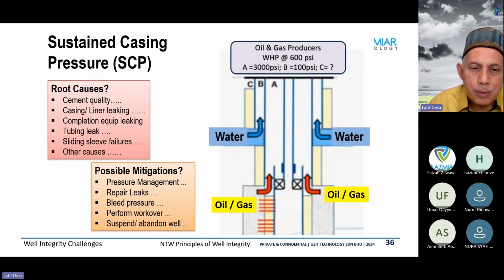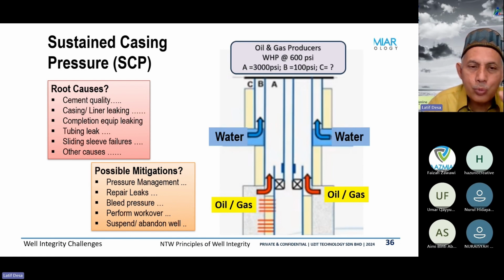And because of the hydrostatic column, the A annulus can be 3,000 psi. The B, because it is being sealed properly from the water, you might have about 1,000 psi. But C, the C annulus here, normally you have 0 psi. Sometimes you have like 100 psi because of some of the heat.